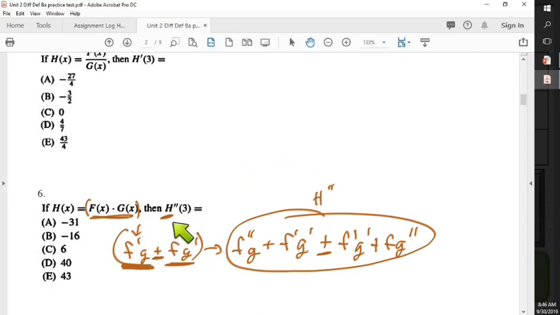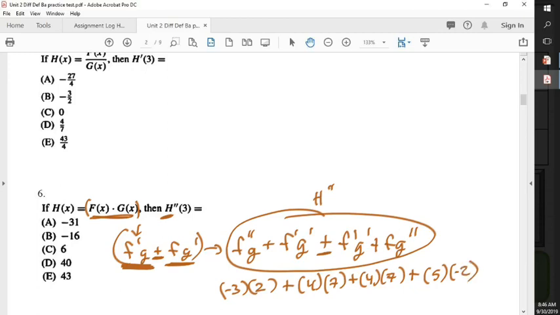Now we have to plug the 3 into it. So now we're going to use our table to find all these values. I need your help, guys, because my table's all covered up. What is f double prime of 3? Negative 3. What's g of 3? What's f prime of 3? What's g prime of 3? 7. And then we got to do that again. 4 and 7. And then f of 3. And then g double prime. Okay, now we have to simplify. If we simplify, what do we get? You get 40 after you do your arithmetic.